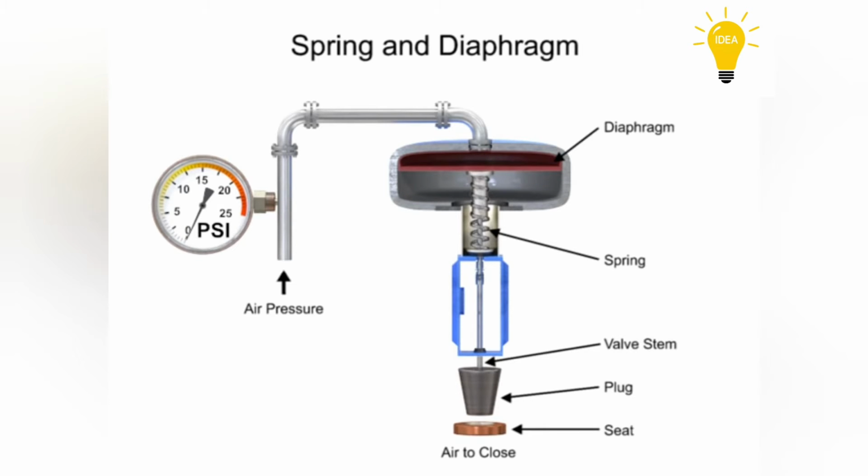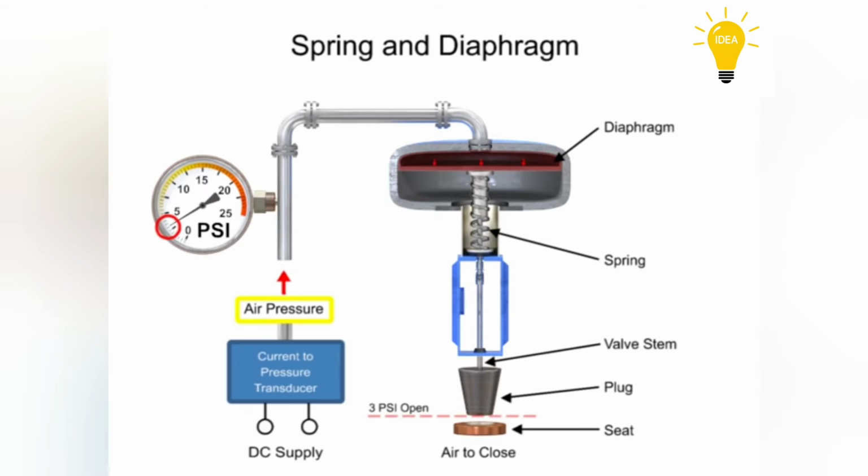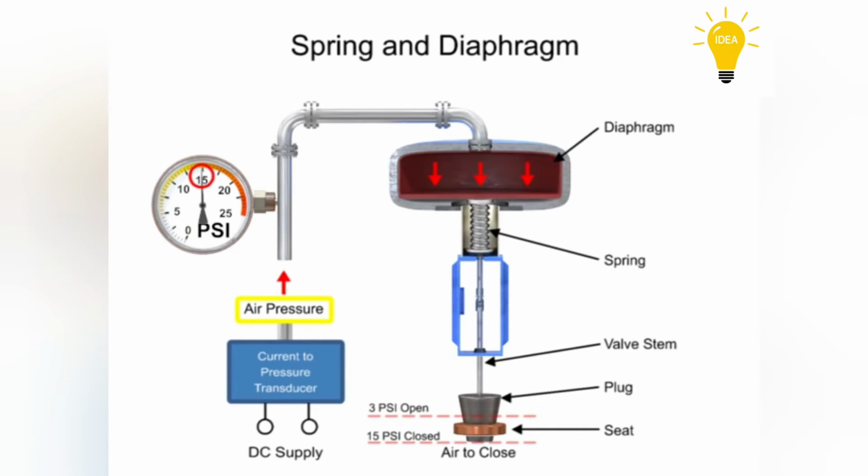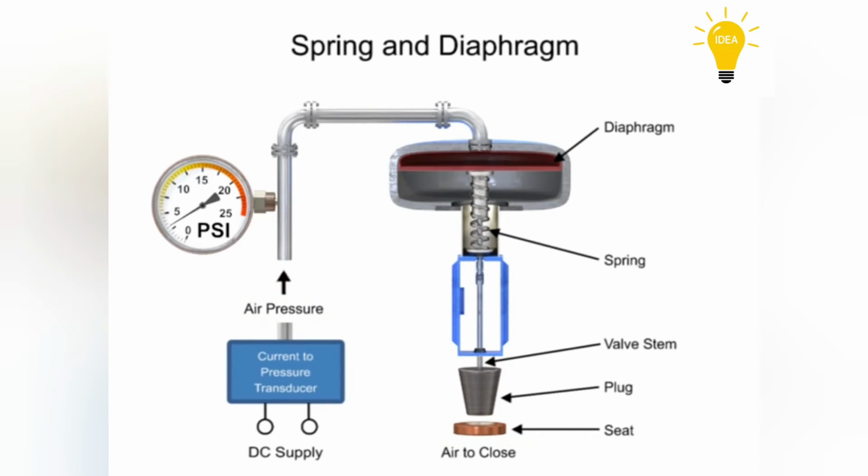To vary the position of the restrictor and flow through the valve, a current-to-pressure transducer can be used to provide a 3 to 15 psi signal to the diaphragm. At 3 psi, the valve is maintained open, and at 15 psi, the valve is maintained closed. Pressures between the 3 to 15 psi range proportionally change the flow of the valve.